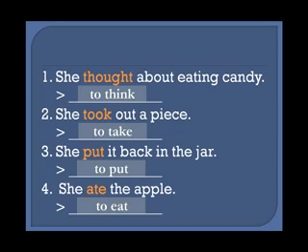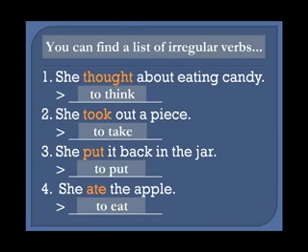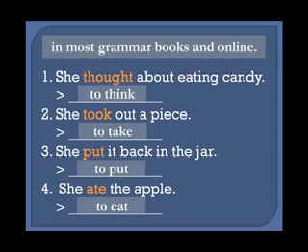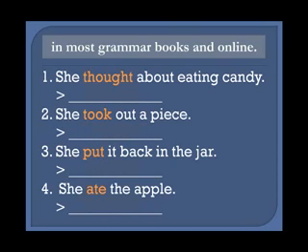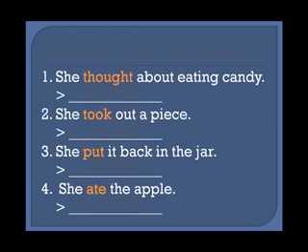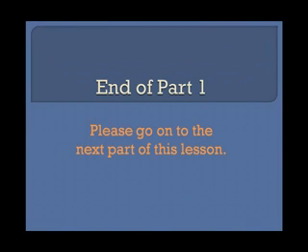Now, irregular verbs can be tricky. There are a lot to remember. Most grammar books have a list of irregular verbs in the back. You can also look online. Just do a search using the keywords irregular verbs in English. End of part 1. Please go on to the next part of this lesson.